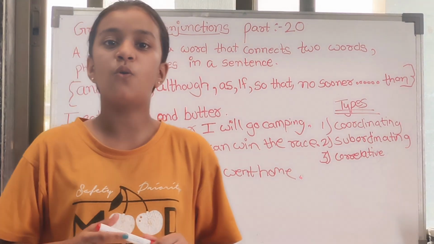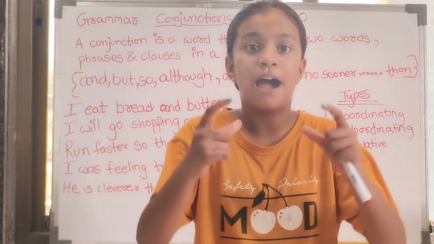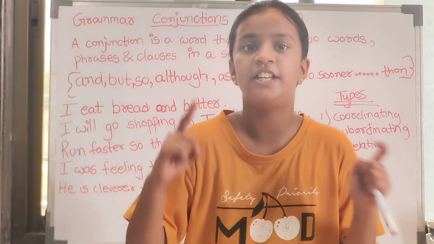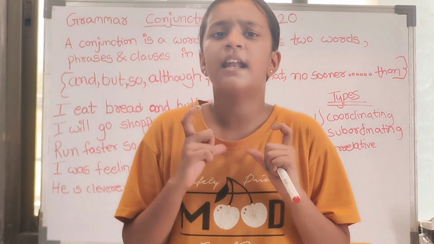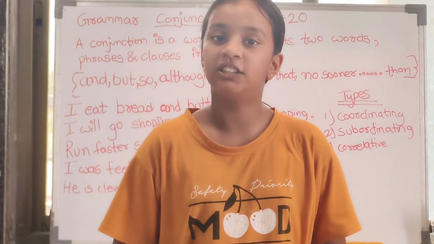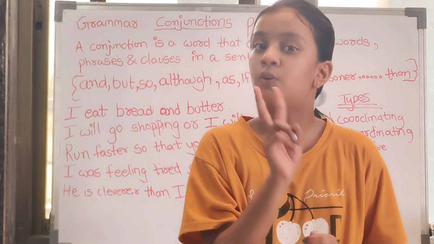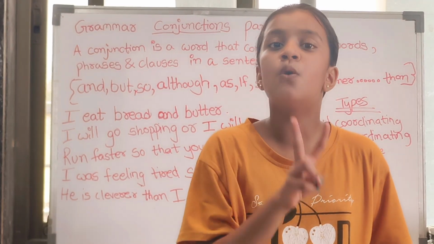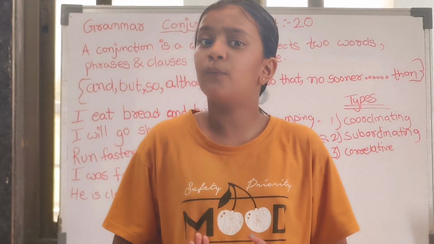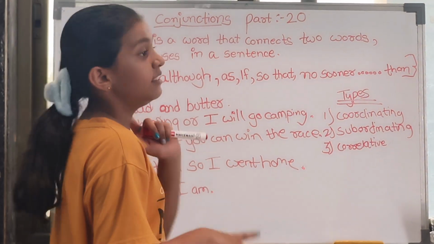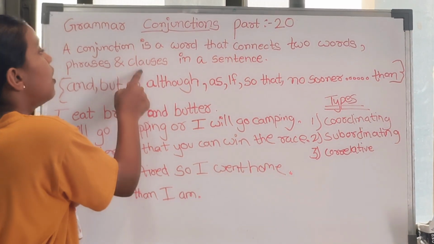Here, junction means what? A train junction, like a station name. After the station name there is a junction, like Near junction, Matharan junction, like this. So there are many junctions, and on those junctions the train travels. And what does the train do? It connects two places, two stations. In that same way, the conjunction joins two words, phrases, or clauses.